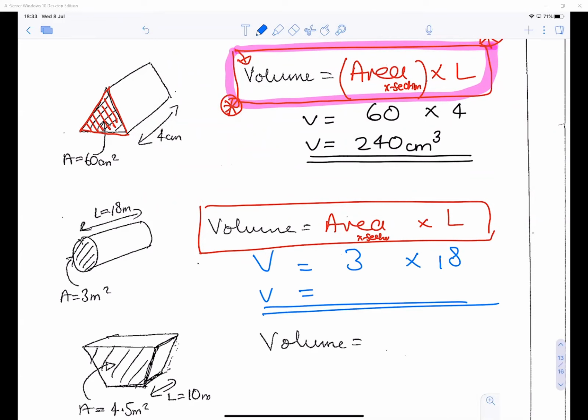54. Centimeters. Okay, 54 meters. Remember, look at the original questions. It starts with meters. So it won't always be centimeters. So is that finished now? 54 meters? With the little 3. So we say 54 meters cubed, or 54 meters to the power of 3, which is volume. Okay, are you happy with those 2 questions now?